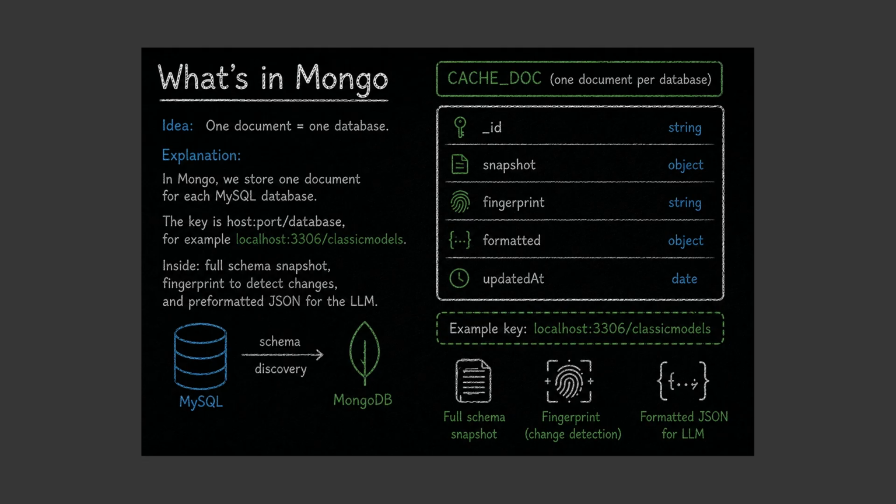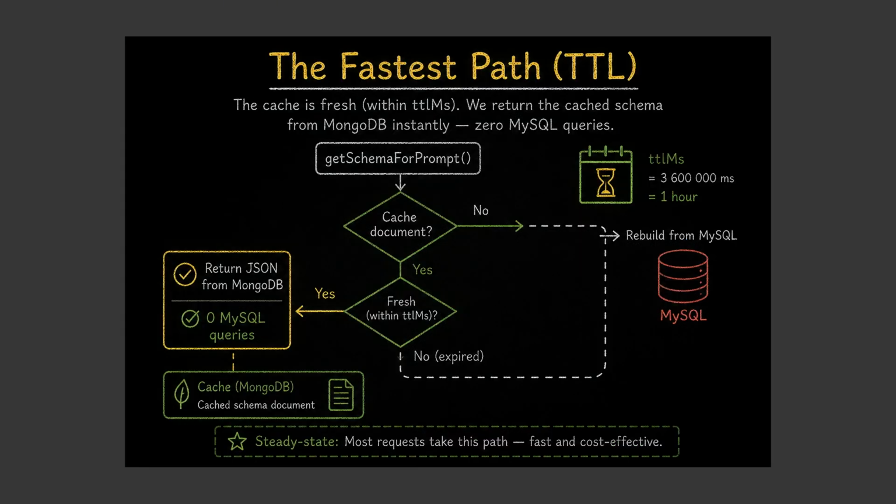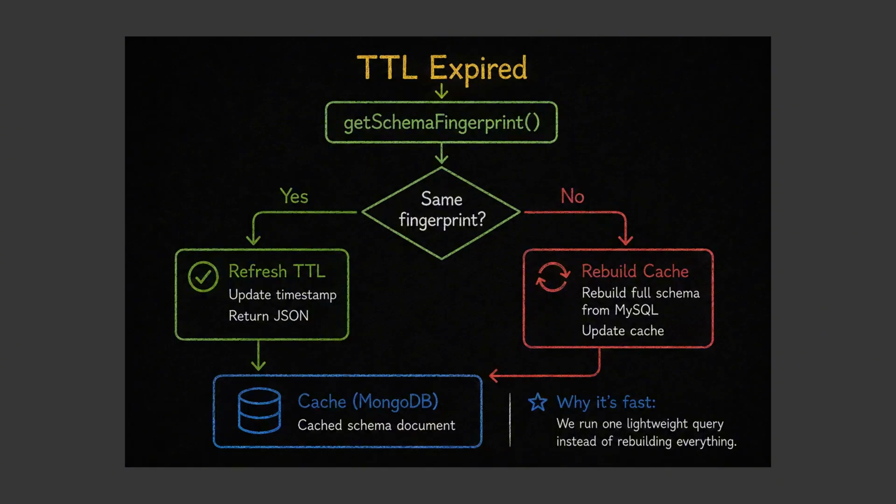For each MySQL database, MongoDB stores one document keyed by host, port, and database. It contains the schema snapshot, a fingerprint for change detection, and a pre-formatted JSON version ready for the LLM prompt. The fastest path is a fresh cache hit. While the document is within the TTL window, the module returns the schema from MongoDB without running any schema queries against MySQL.